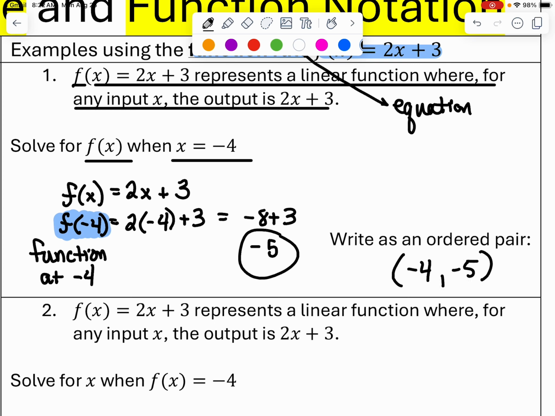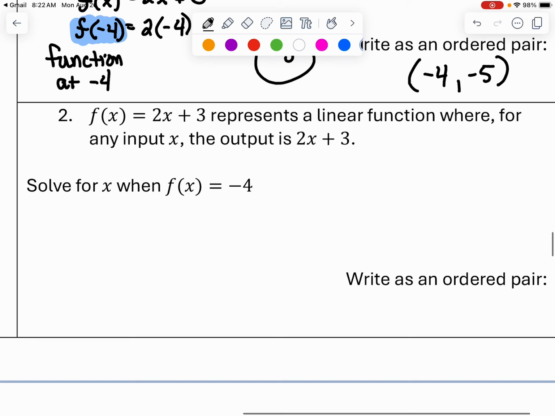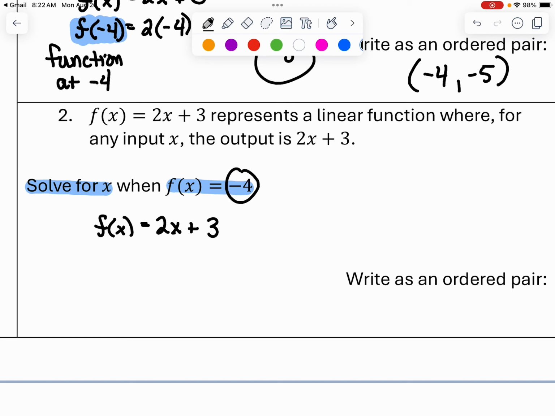Now I am going to make it more difficult for you. This is still the same exact function rule, but now look at how the directions change. Solve for x if f of x is negative 4. So I'm just going to write my function rule, the linear function rule. You're going to put negative 4 in for the variable f of x. You replace all of f of x, so all of f of x gets replaced with negative 4.